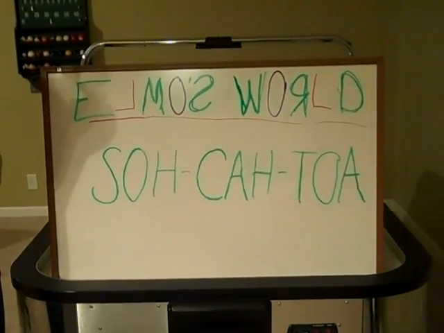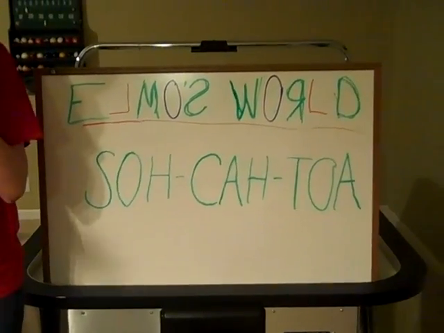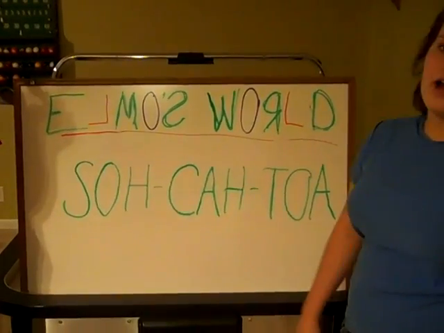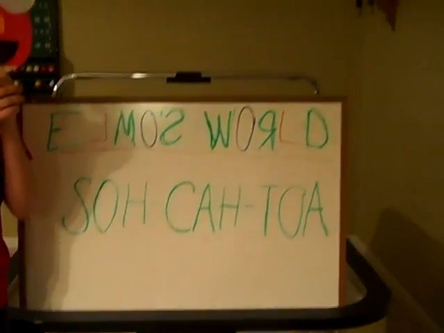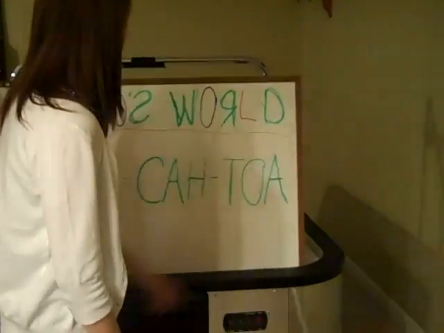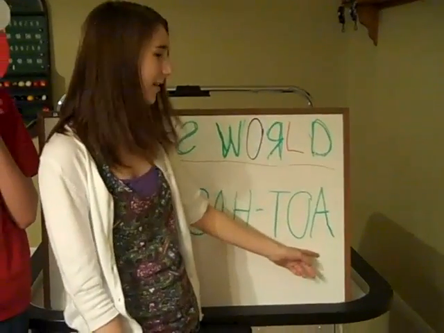Great! Who can tell me what CAH stands for? I can. CAH is cosine equals adjacent over hypotenuse. Thanks! And lastly, what does TOA stand for? TOA stands for tangent equals opposite over adjacent.